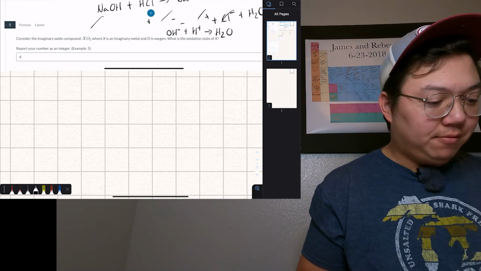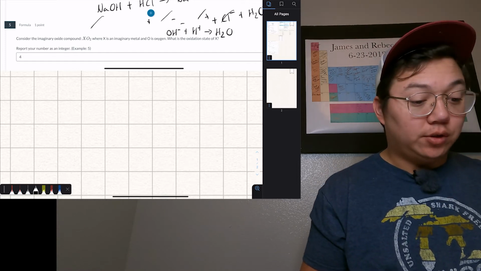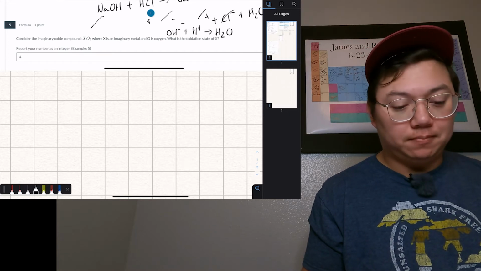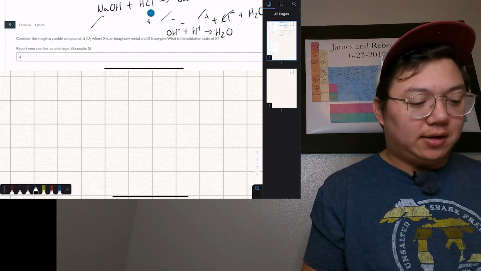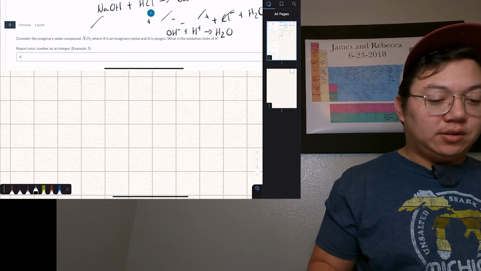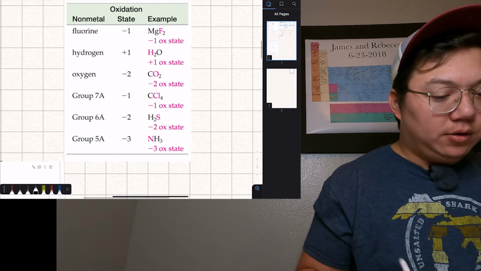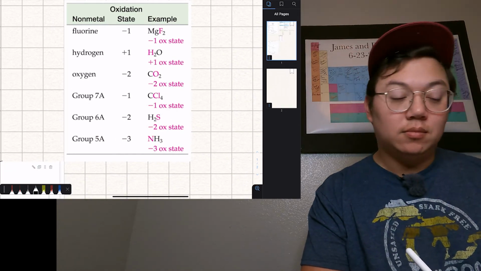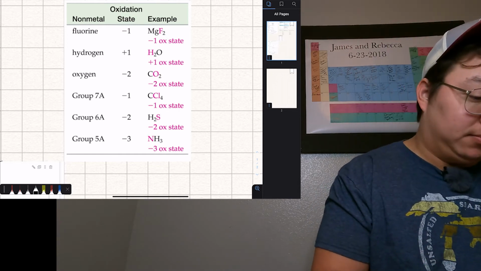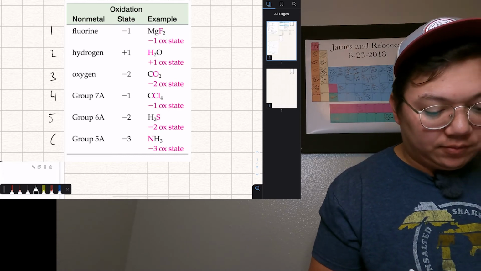So for number 5, it says, consider the imaginary oxide compound XO2, where X is an imaginary metal and O is oxygen. What is the oxidation state of X? And we want to report the number as an integer. So for oxidation states, we want to refer to this table. This table is hierarchical, which just means that the top one has the highest priority. So it's 1, 2, 3, 4, 5, 6.